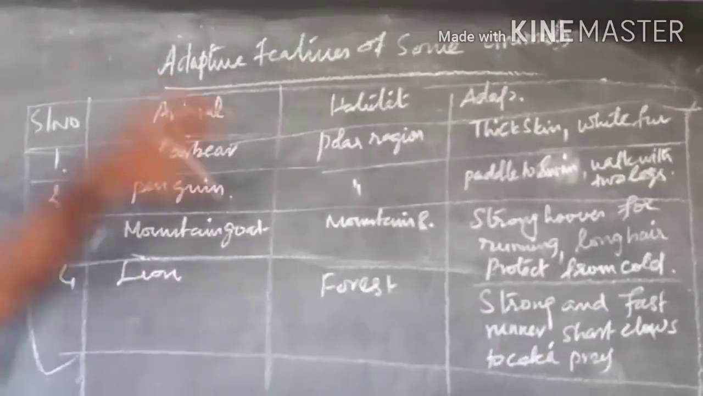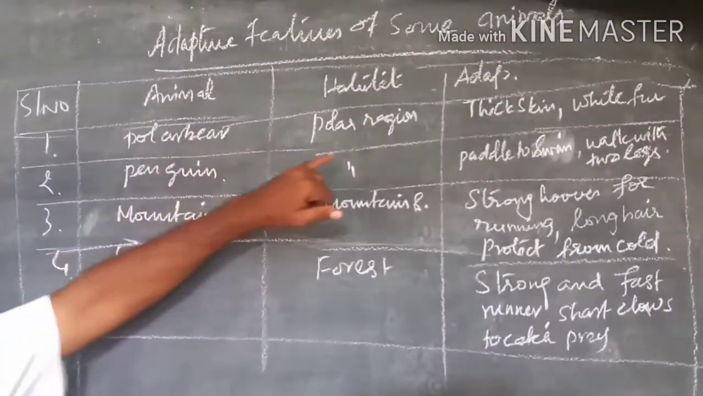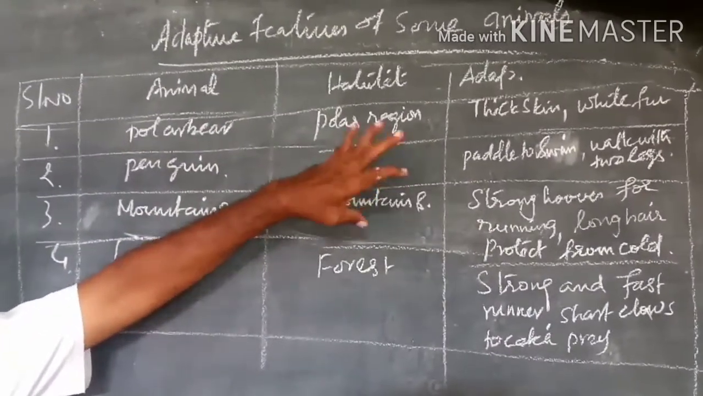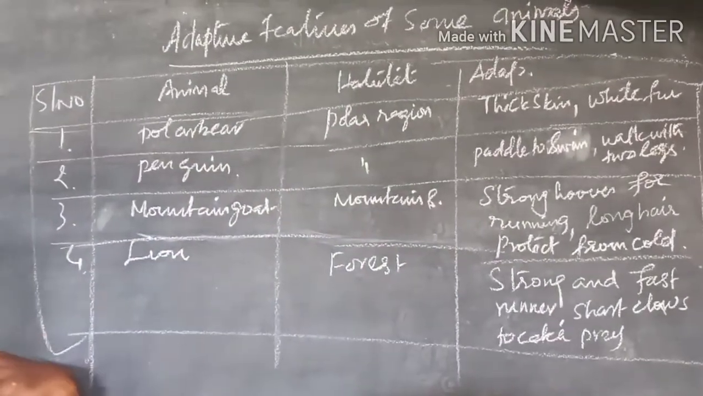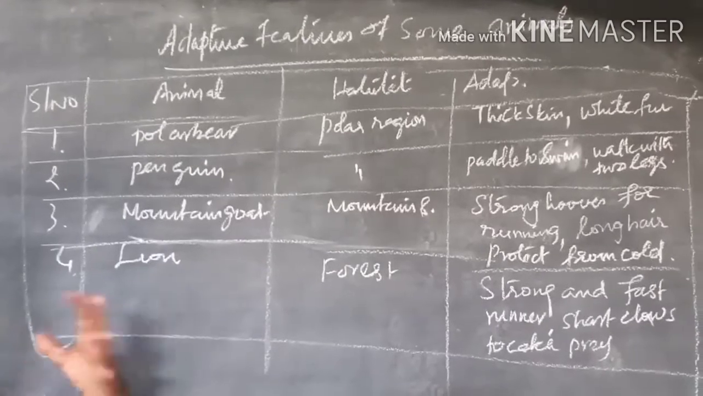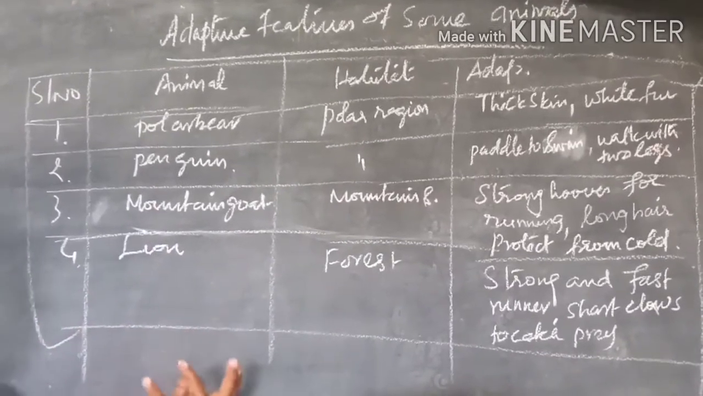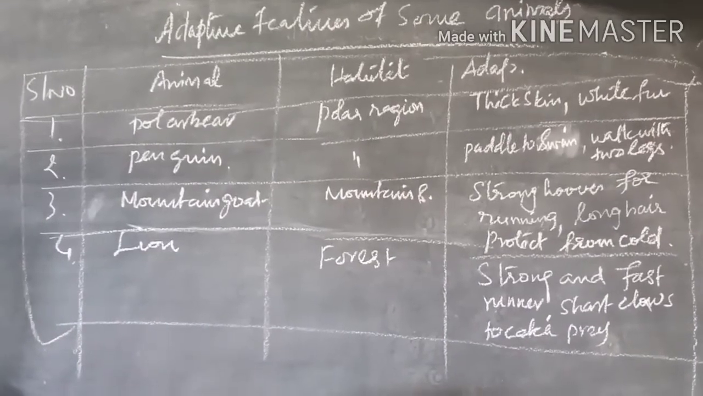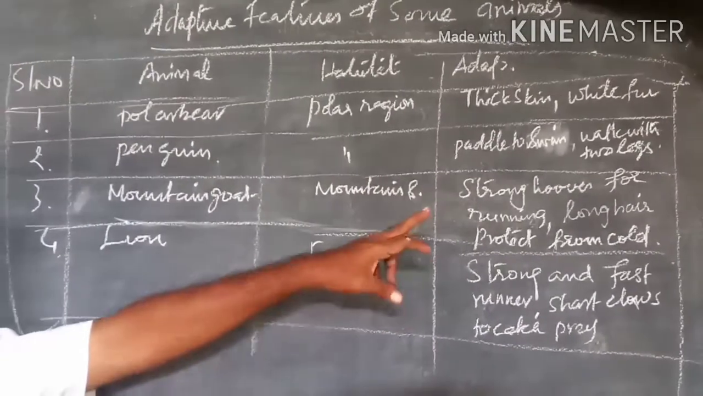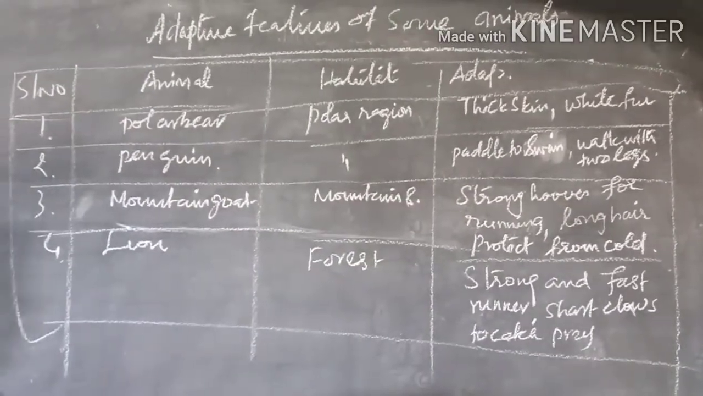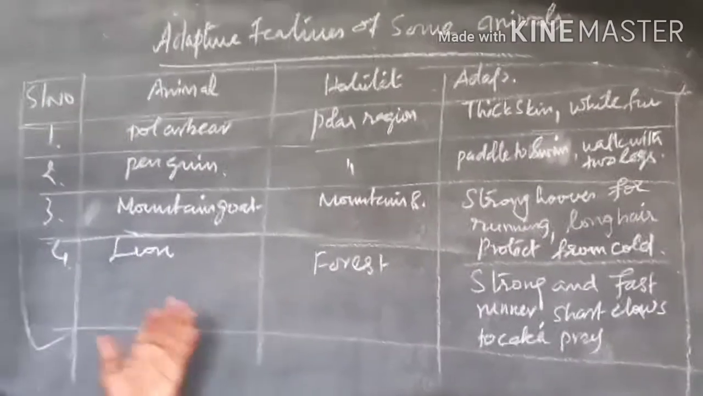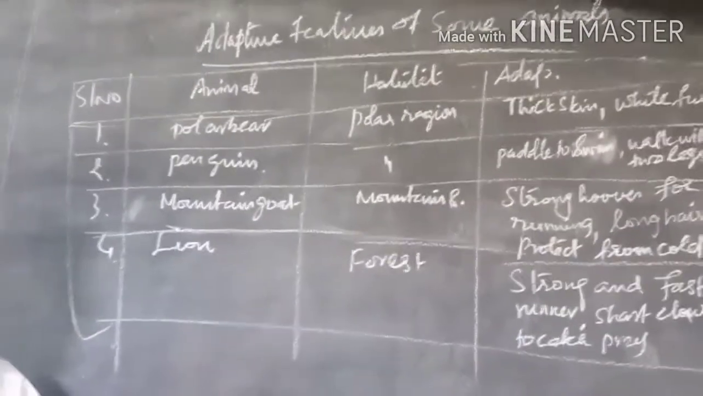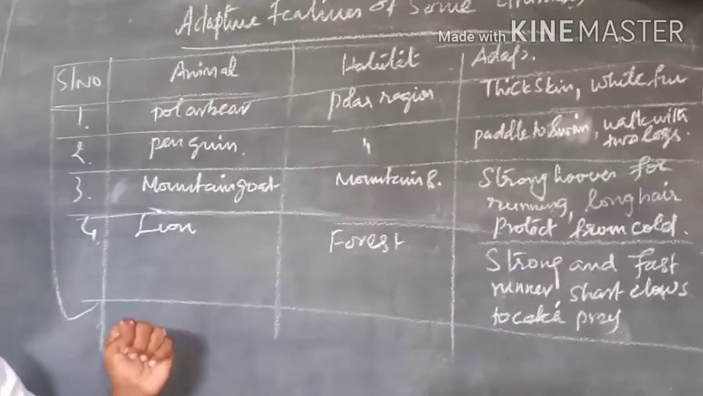Other than these animals, the polar bear lives in the polar region. The adaptation is thick skin and white fur. The penguin, you know, also lives in the polar region. It has paddles to swim and walks with two legs. So it can both swim in water as well as walk on land.